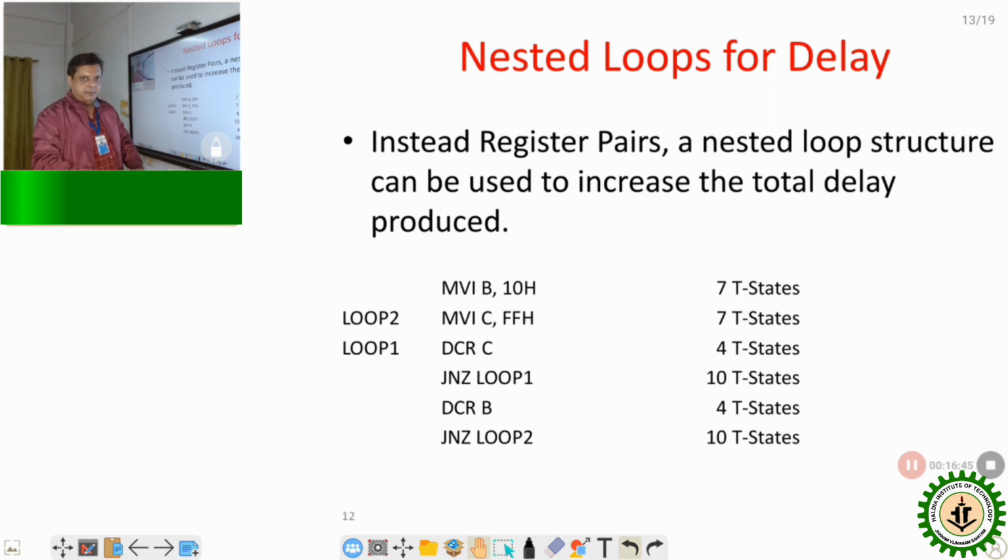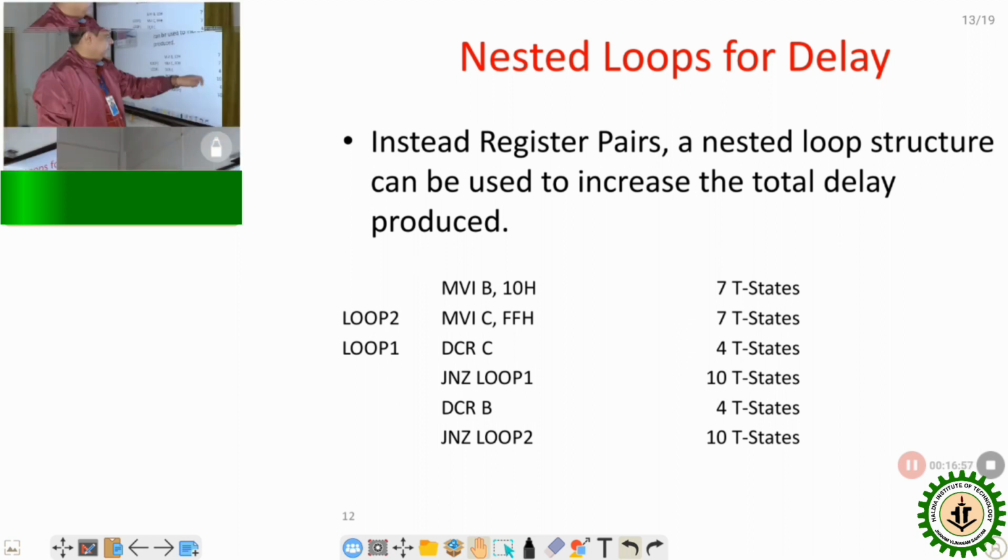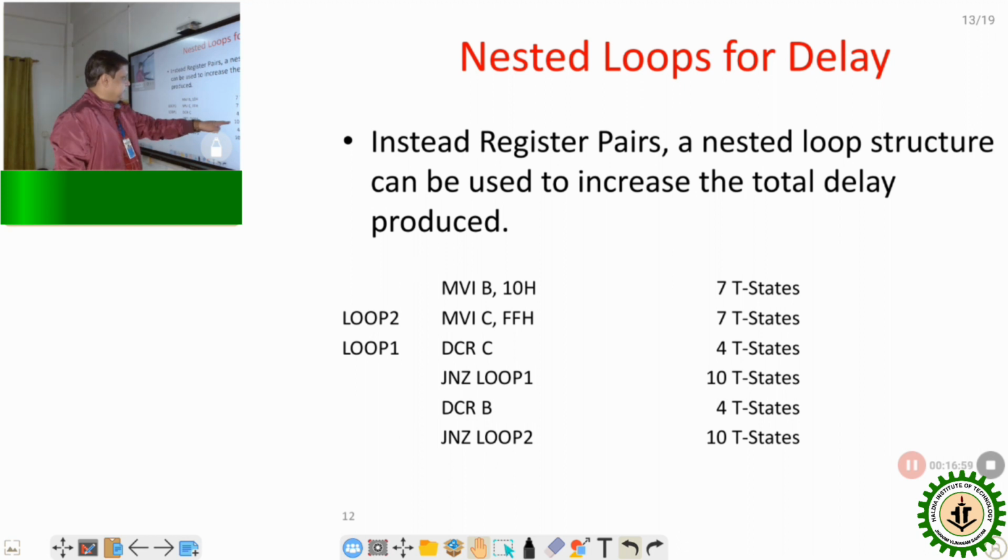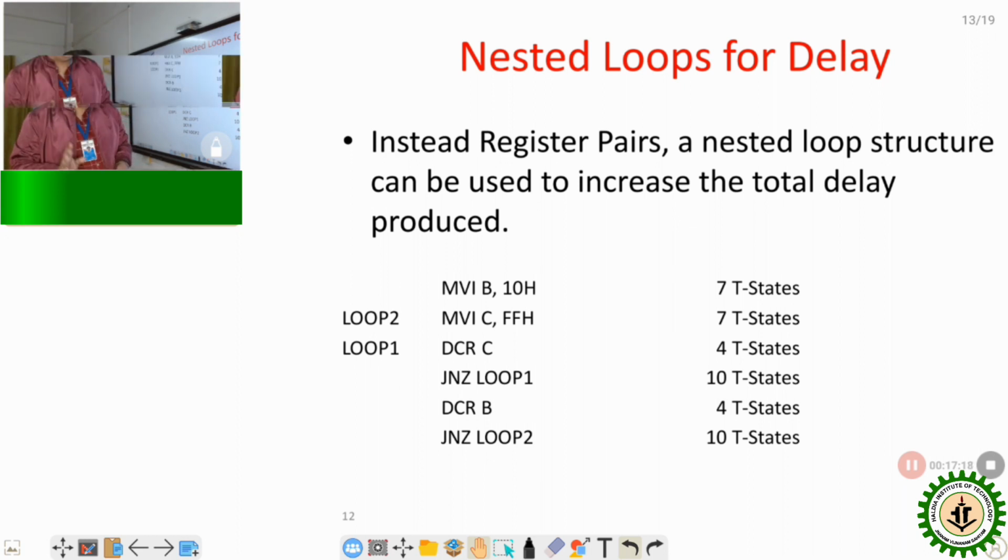Now, briefly, let me count the number of T states. MVI instruction has 7 T states. MVI again 7 T states. DCR C 4 T states. Jump on non-zero 10 T states. Decrement B 4 T states. And jump again the same thing, 10 T states. And for the last iteration, this jump as well as this jump, when the condition is satisfied, there will be 7 T states. So again we have to do this subtraction.